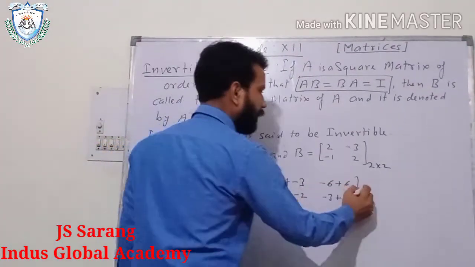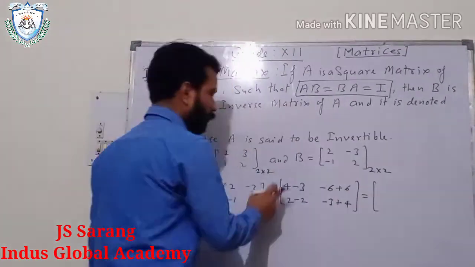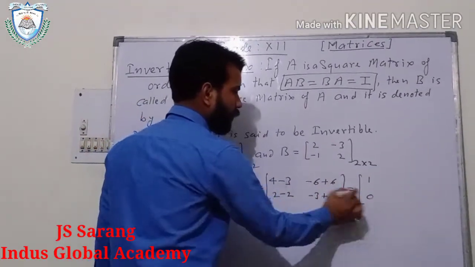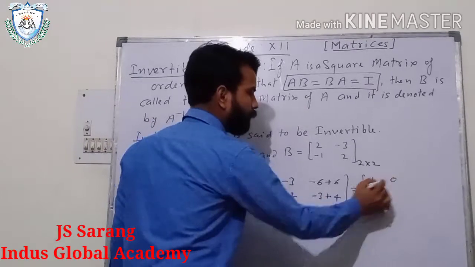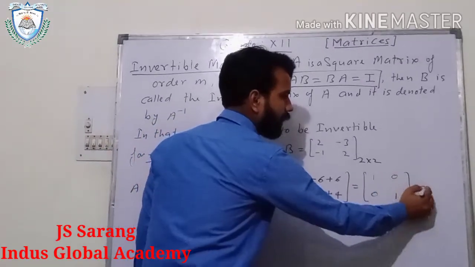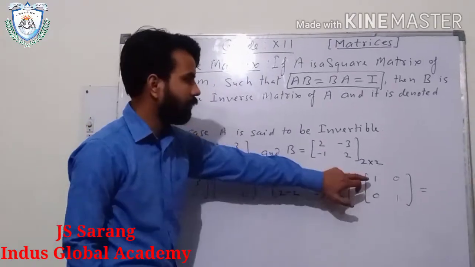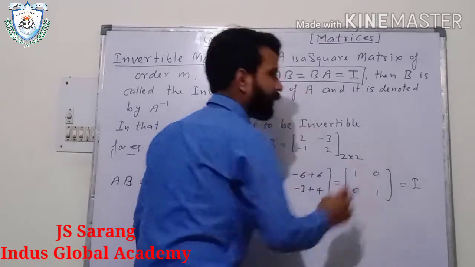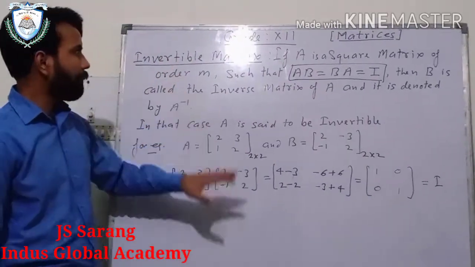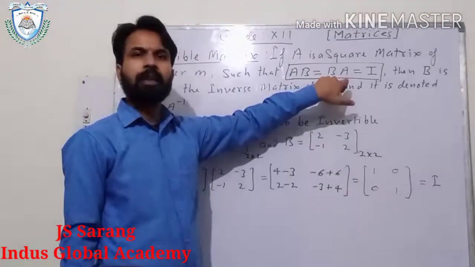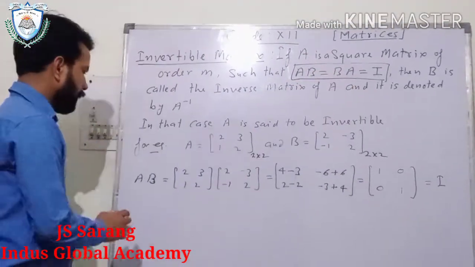Now we will simplify this. What will we get? 4 minus 3, we will get 1. 2 minus 2, 0. Minus 6 plus 6 is 0. And 4 minus 3, we will get 1. Is this an identity matrix or not? 1, 0 and 0, 1. So this is an identity matrix. But for being an invertible matrix, AB must be equal to BA. Now we have to find BA.